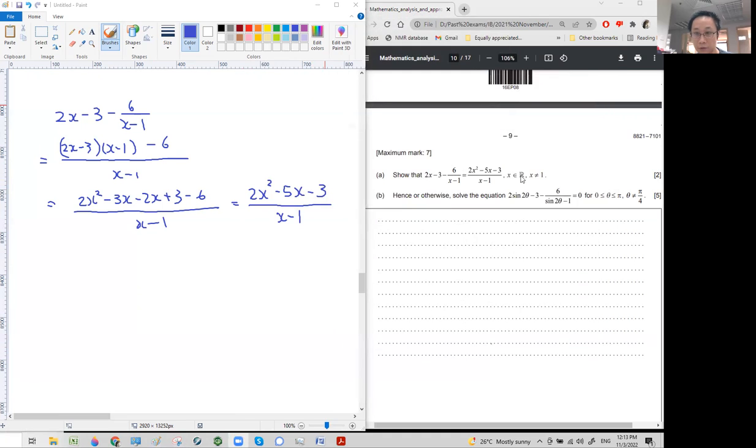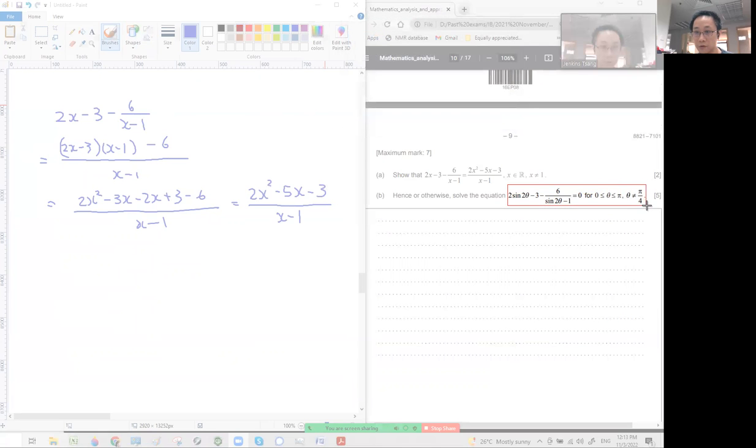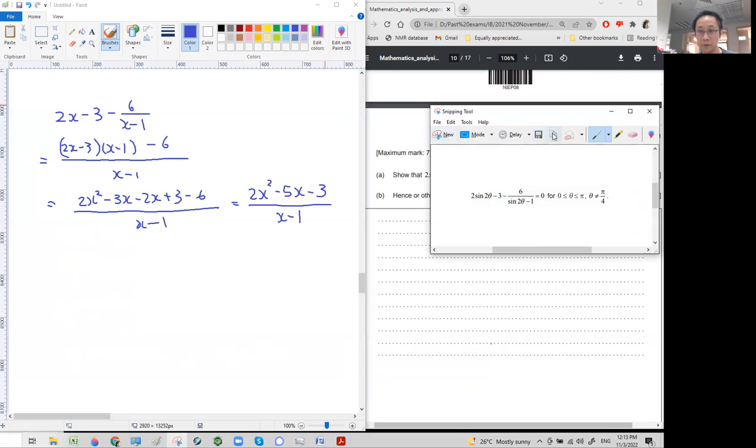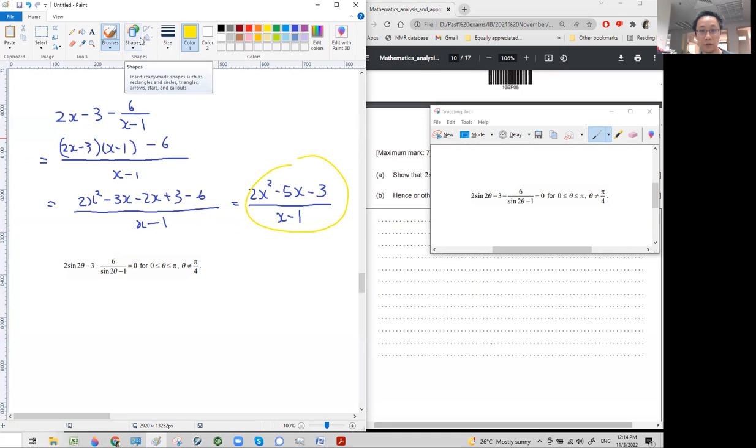The second part, I'll just copy and paste this because I don't want to rewrite all this. And clearly, there is a connection between part A and part B. You could have just let the x in the left-hand side of part A be sine theta. And what you can do is use this entire thing instead, of course, with x still representing sine 2 theta.